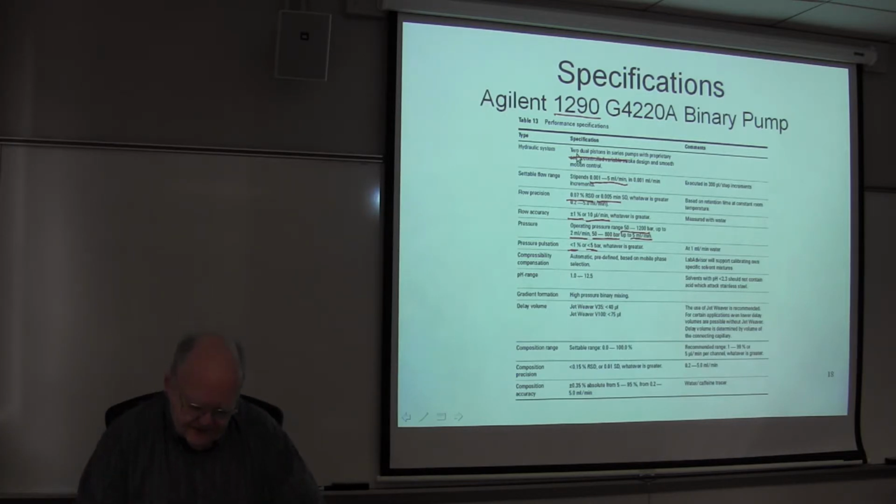Compressibility correction factor. So you've got a liquid and you're putting 400 or 1200 bar on it. The liquid compresses, not a lot. Typically you're only talking 1 or 2% compression. But the problem is that different liquids have different compressibilities.